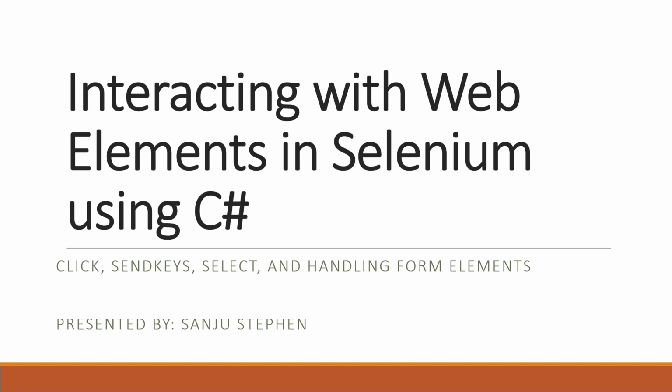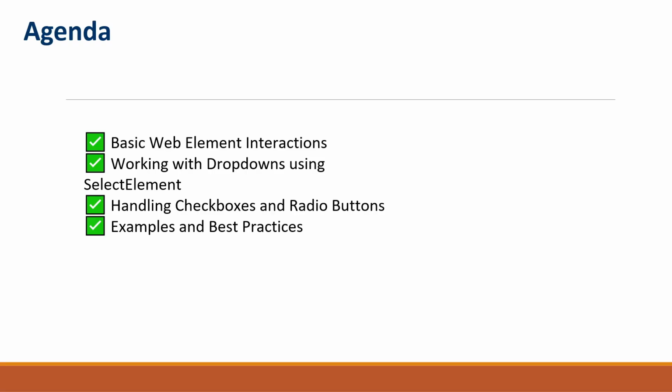In this section, we are going to discuss interacting with web elements in Selenium using C Sharp. In the previous video, we discussed how to locate the web elements. So in this section, we are going to discuss the different types of interactions like click, SendKeys, selecting a dropdown, handling form elements. The agenda covers basic web element interactions, working with the dropdown using the SelectElement class, and handling checkboxes and radio buttons, with examples and best practices.